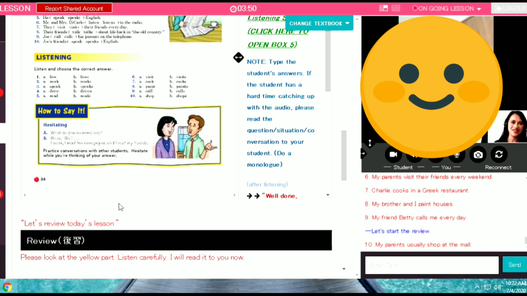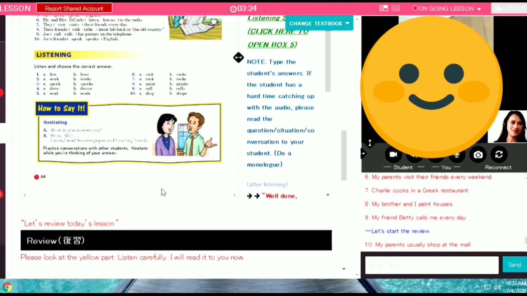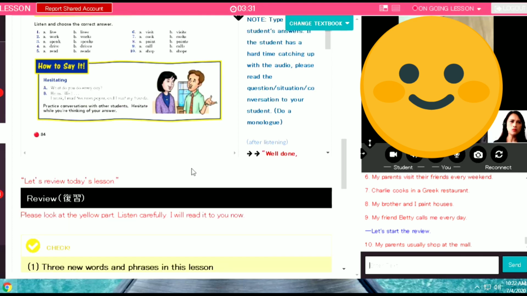Well, I work, I read newspapers, and I visit my friends. Very good. Let us switch. You will be letter A, the girl, and I will be the boy or the man, okay? What do you do every day? Well, I work, I read a newspaper, and I visit my friends.